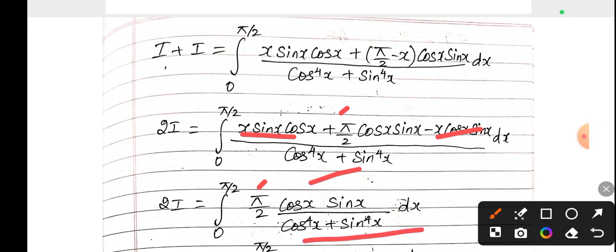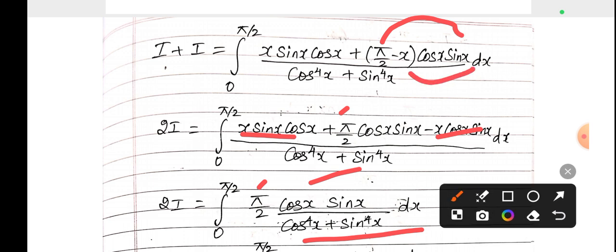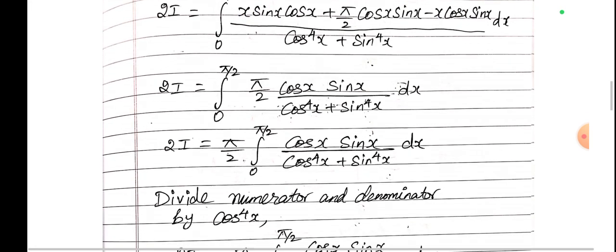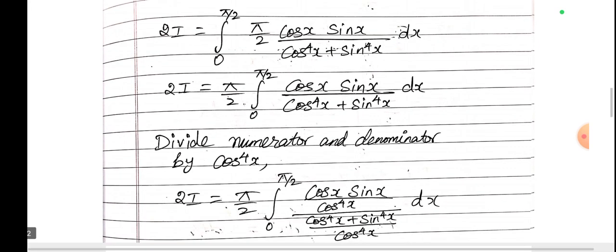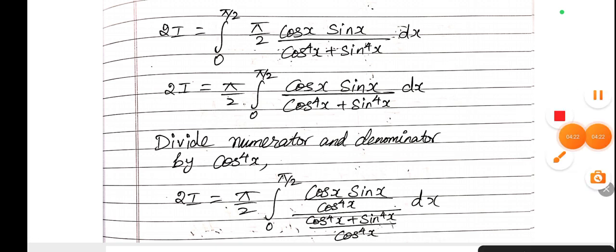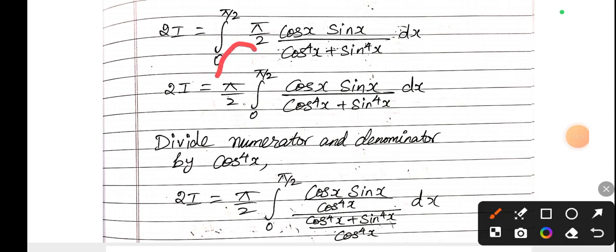Did you understand, children? First we multiplied this inside: pi by 2 cos x sin x, then minus x cos x sin x. There the plus x sin x cos x and minus x cos x sin x both are the same and it is removed, like a minus a is 0. Pi by 2 is a constant, taken out, and we got cos x sin x by cos power 4x plus sin power 4x dx.